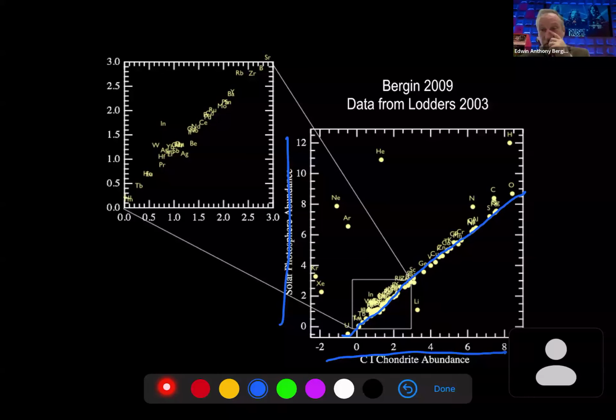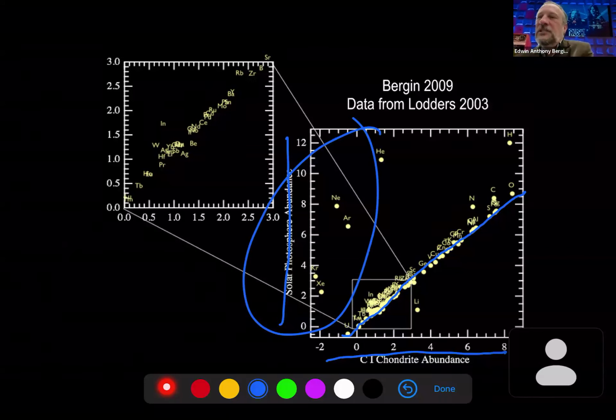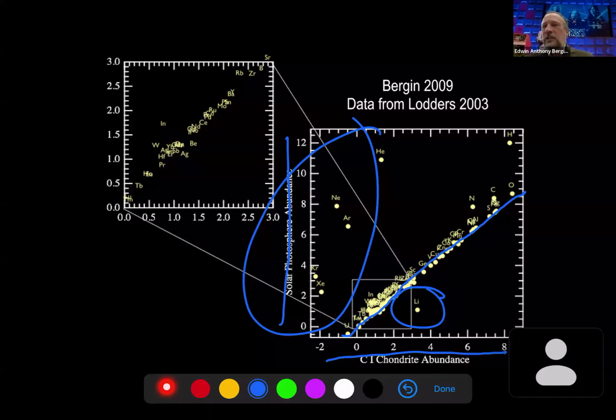Now, if you're a scientist, you're looking at this and you're saying, well, there's all these other things here. What's that? Well, those are noble gases. Noble gases don't react much. They don't go into rocks, but they're in the sun. Hey, that makes sense. What's that? That's lithium. Lithium is present in the chondrites, but it's underabundant in the sun. Well, stars burn lithium when they're young.